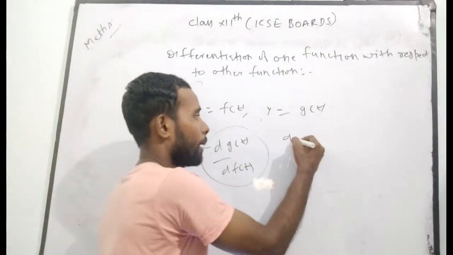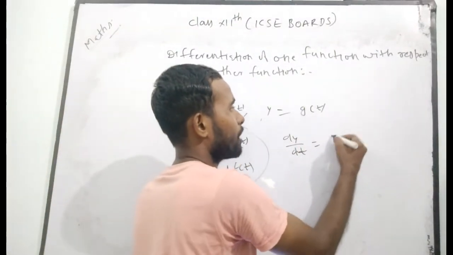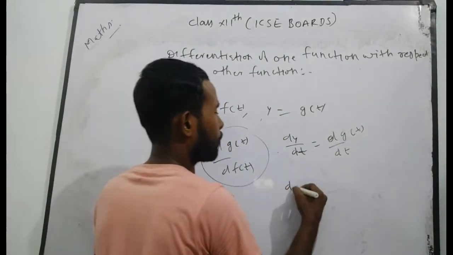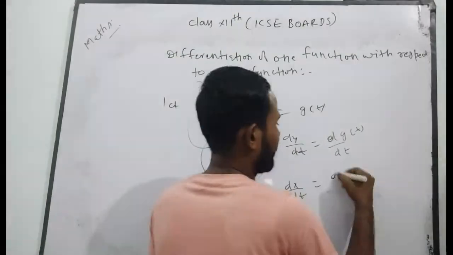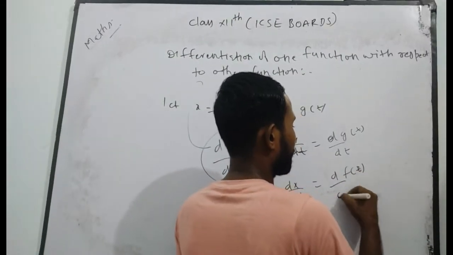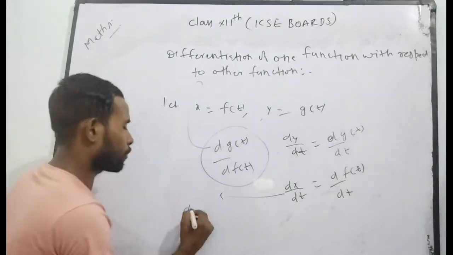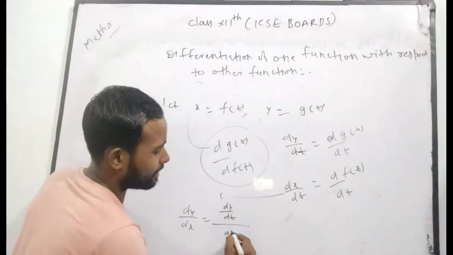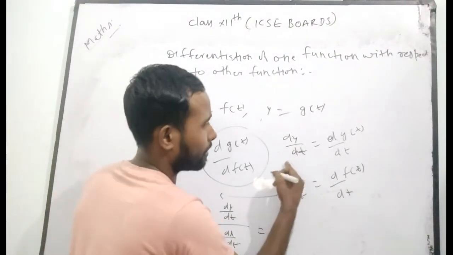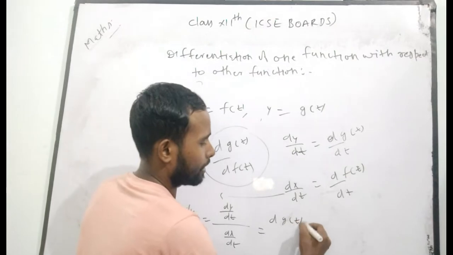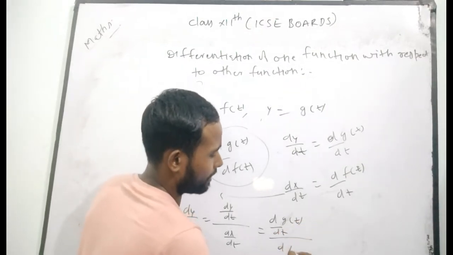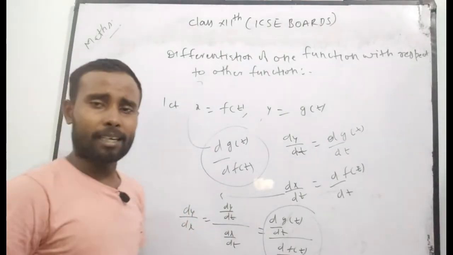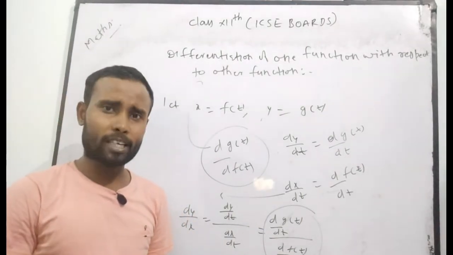So you have to find directly, firstly, dy/dt, that means dg(t)/dt, and in a similar way for this you have to find dx/dt, that will be df(t)/dt. In the final step, as you know, dy/dx will be (dy/dt) divided by (dx/dt), so dy/dx will be dg(t)/dt by df(t)/dt. This is your concept in these kinds of problems. I think you understand very well.